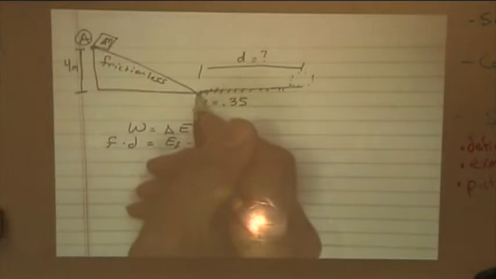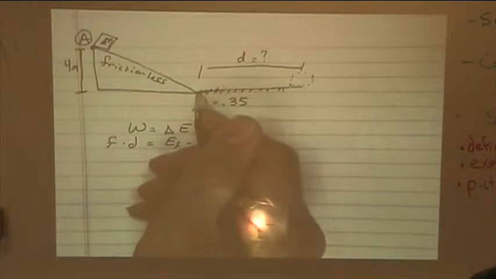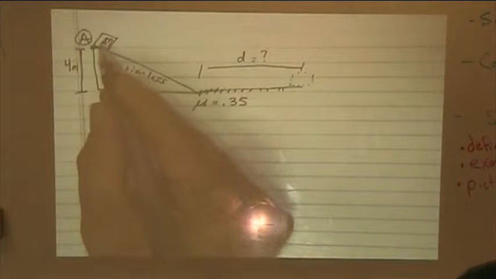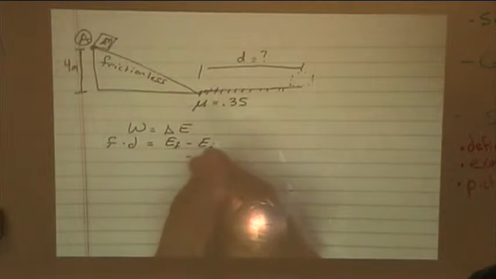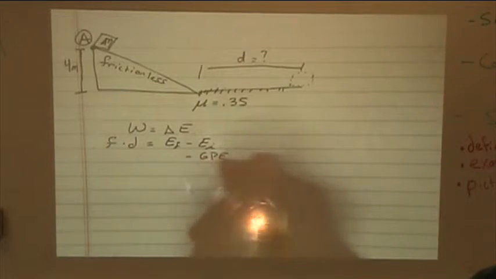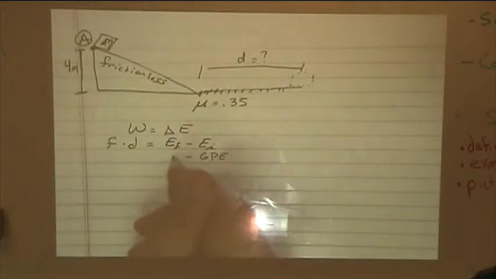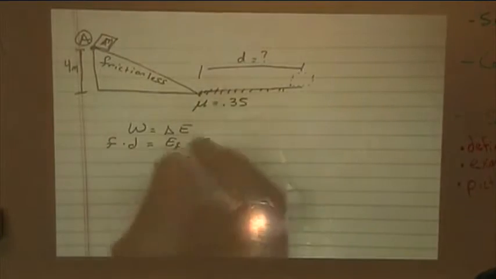Now, when the block hits the ground here, it'll have plenty of kinetic energy, but that kinetic energy just came from the potential that it had by being up high. So what we can say is that the initial energy is GPE, and that the final energy is 0, because all the energy was removed from the system.